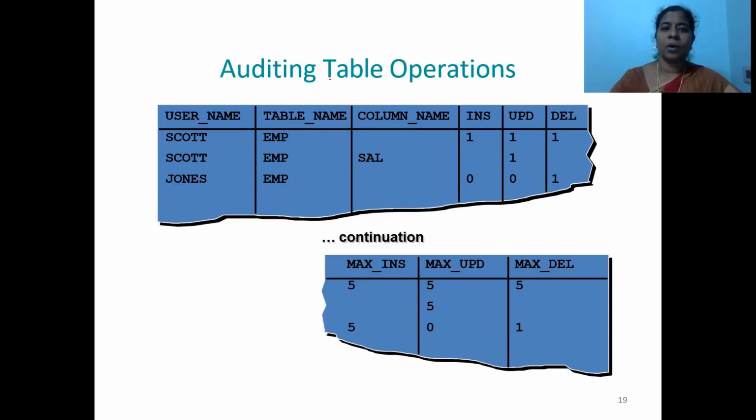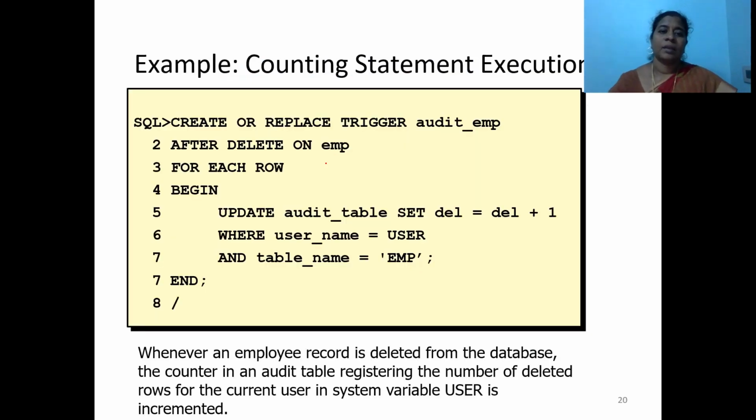So this is an example for auditing table operation. Whenever you wanted to perform an auditing, you wanted to check something, in that case, you can write a trigger. For example, counting statement execution. Here we have written a trigger called audit employee after delete. So what is the timing? Timing is after, whenever there is an event called delete. What are the triggering events? Insert, delete or update. Here in this example we have mentioned the triggering event as delete, on the employee table.